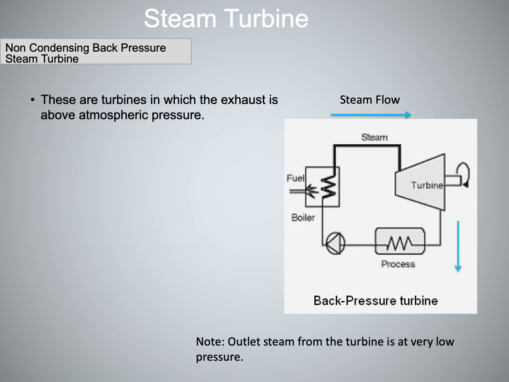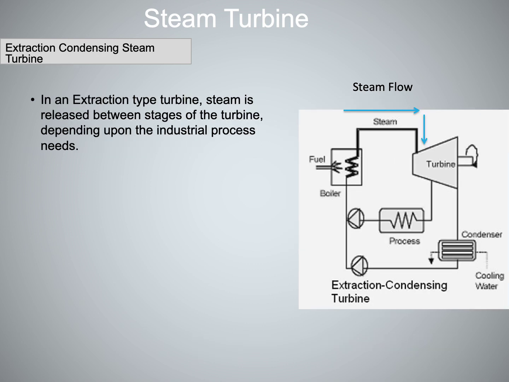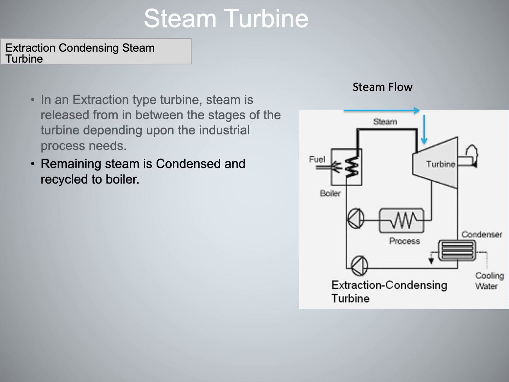These are turbines in which the exhaust is above atmospheric pressure. Note: outlet steam from the turbine is at very low pressure. Back pressure steam turbines are widely used in process applications. In an extraction type turbine, steam is released between stages of the turbine, depending upon the industrial process needs. Remaining steam is condensed and recycled to boiler.